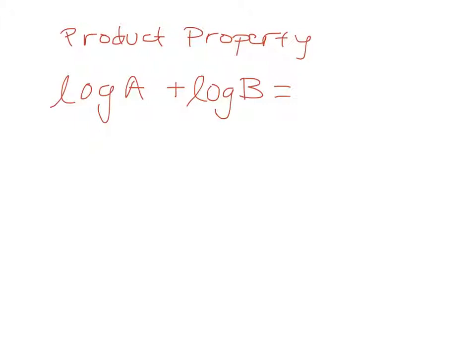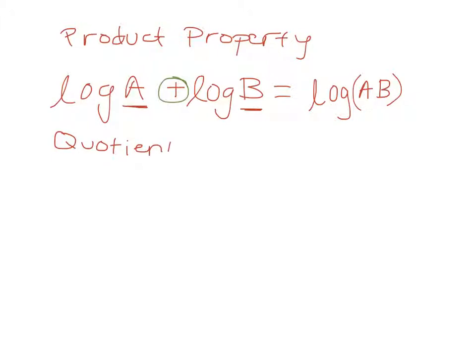Anytime you see this plus sign between two logarithms, you can combine these two logarithms, also called condensing, and make it a product of this A right here and this B right here. So log of A plus log of B gives us log of A times B. We can multiply those two numbers and condense it into one logarithm. That's our product property.